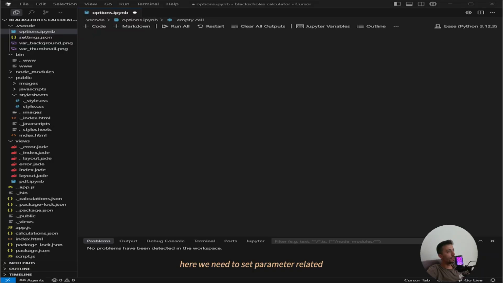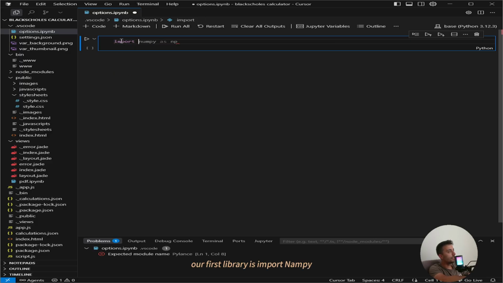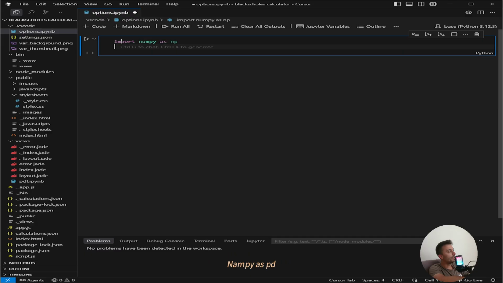Here we need to set parameters, related code and some data. Here we will use Yahoo Finance and some libraries. Let's define our libraries here. Our first library is import numpy as np, and import pandas as pd.